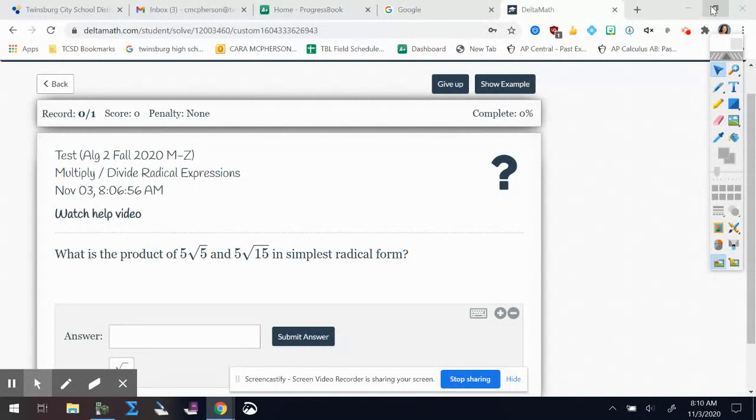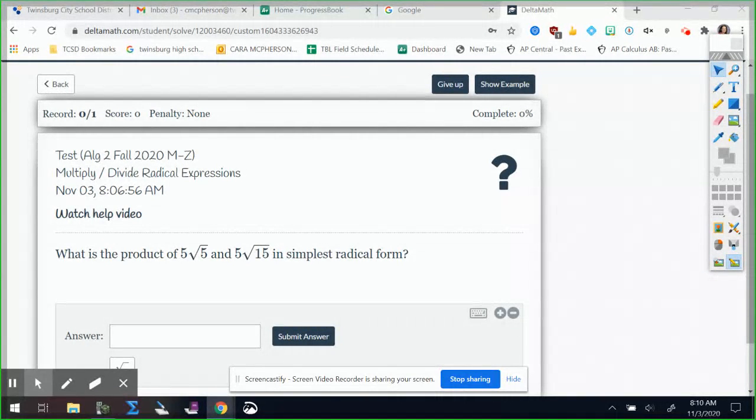So the first thing you want to do is multiply the numbers in front first. So we want to multiply the 5 and the 5 together to get 25. And then you want to multiply what's under the radical, so the 5 and the 15, which is 75. And then you want to break down 75 into perfect square factors. So the perfect square that goes into 75 is 25 times 3.